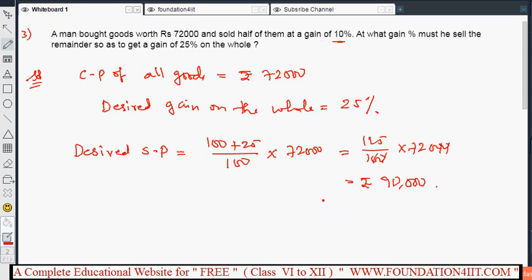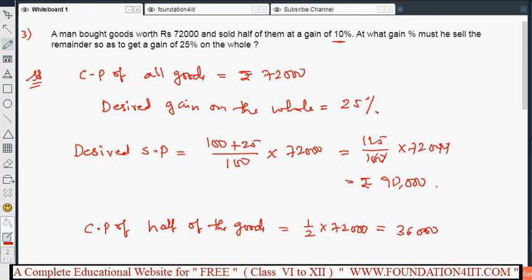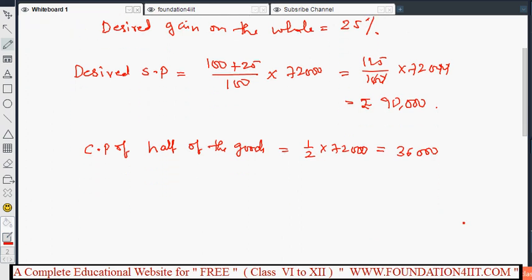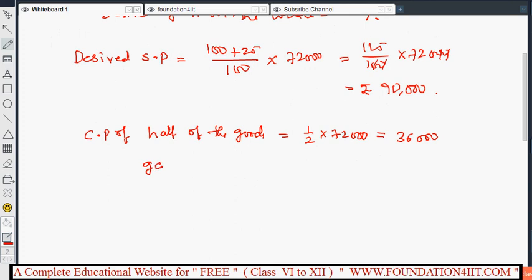In order to gain 25%, the entire goods must be sold for 90,000. That is required. But half of them are already sold. Therefore, the cost price of half of the goods: total 72,000 means half of the 72,000, half into 72,000 already sold. So that is 36,000. Okay, the 36,000 part is over. But how much did he gain? 10%. So gain is equal to 10%. He got 10% profit.